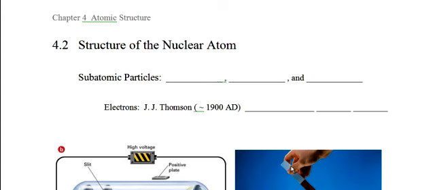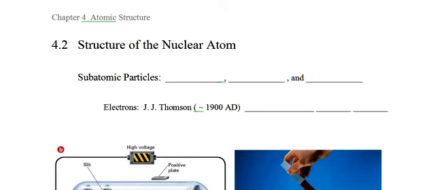And welcome to 4.2, the structure of the nuclear atom, where we're going to be investigating how this atom is put together, at least in part. Now, you may already know that there are three different subatomic particles. The prefix sub simply means below. So when we're talking about subatomic particles, we're talking about particles that are smaller than the atom, or below them on the organizational chart, if you will.